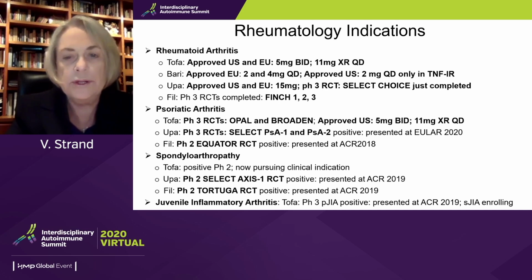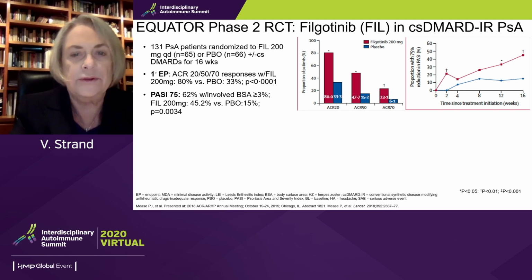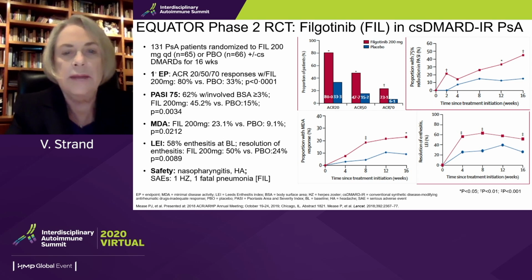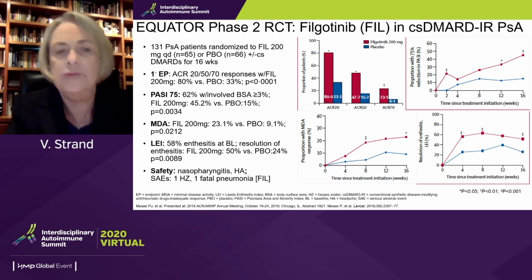So if we look at the EQUATOR trial, filgotinib in PsA, we see the primary endpoint was essentially ACR 20, 50, and 70 at 16 weeks. And then you could also see the PASI 75 scores, nicely differentiated from placebo. And then we have minimal disease activity, which is already above 20% at 16 weeks, and complete resolution of enthesitis. And the safety profile was, as with many of the JAKs, there was some nasopharyngitis, headache, and there was one herpes in this small study.